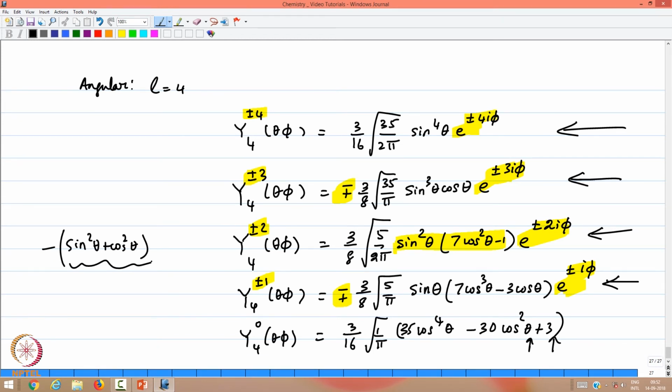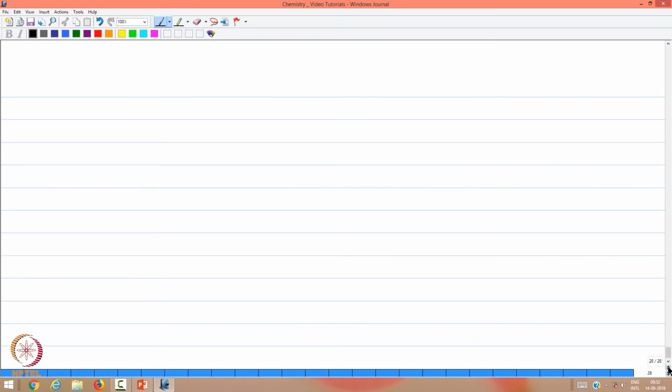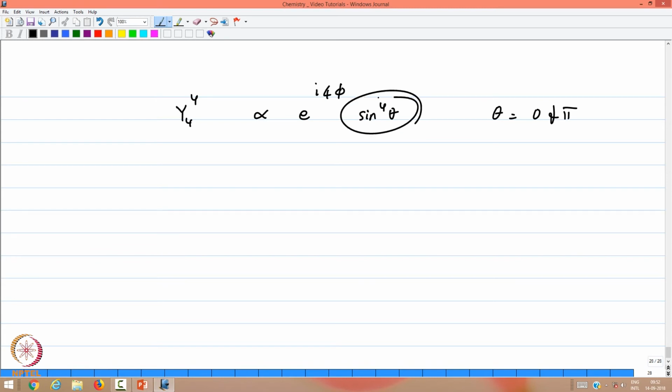Now, what about the nodes for these functions? The first one, let us take the function exponential y44 proportional to exponential i 4 phi sin 4 theta. Theta is between 0 and pi. Sin theta does not go to 0, therefore, no angular node is due to theta, but exponential i 4 phi for the value of phi equal to 0 to 2 pi has nodes in the following.